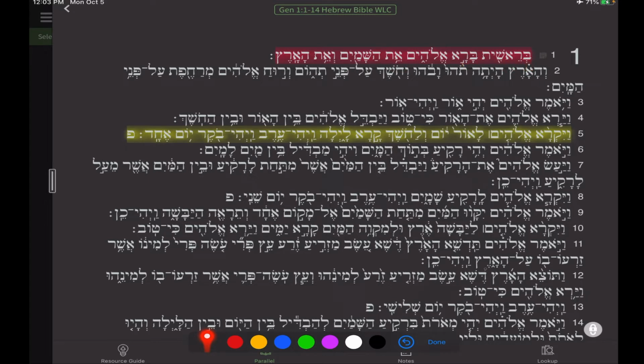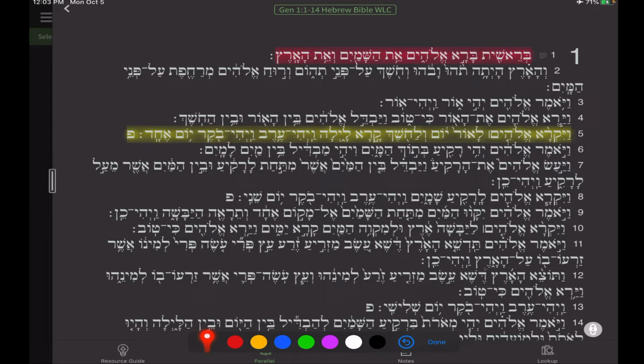So this is Genesis chapter 1, verse 1, Bereshit, right? And so Bereshit bara Elohim et hashamayim ve'et haaretz. In the beginning, created God the heavens and the earth. Okay, so we pronounce biblical Hebrew, if you're following the diacritics of the text we have today.